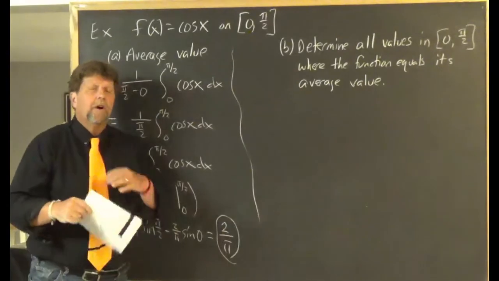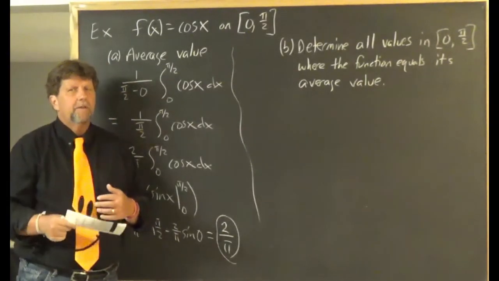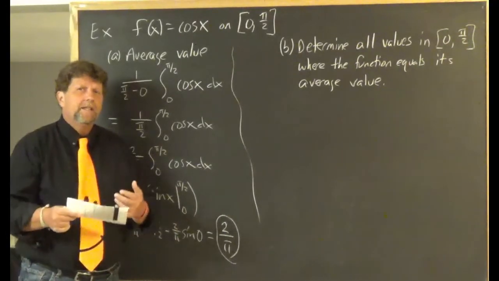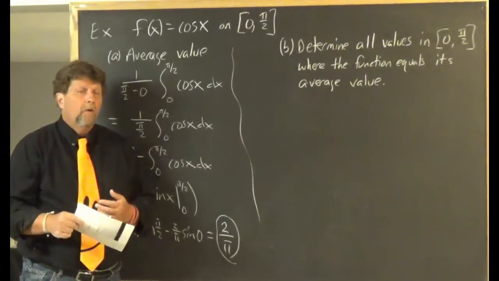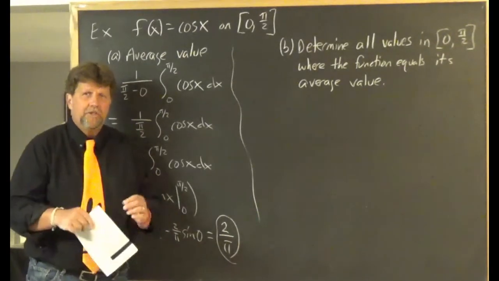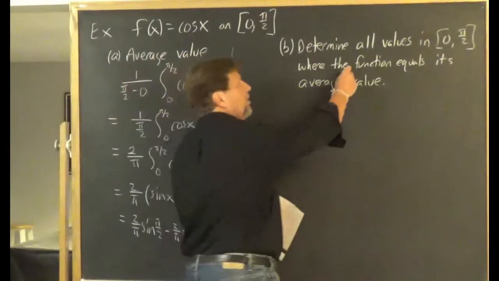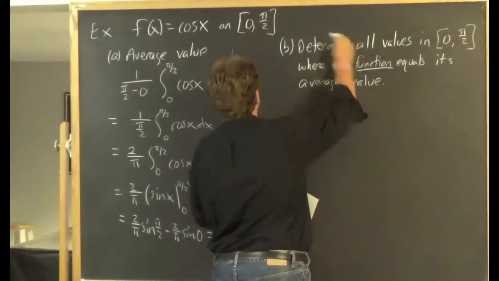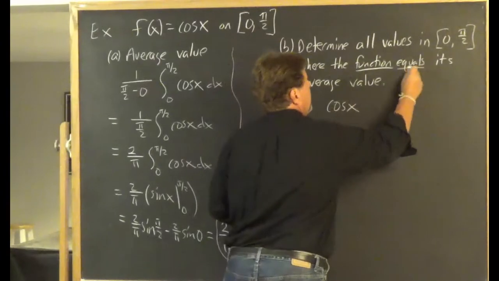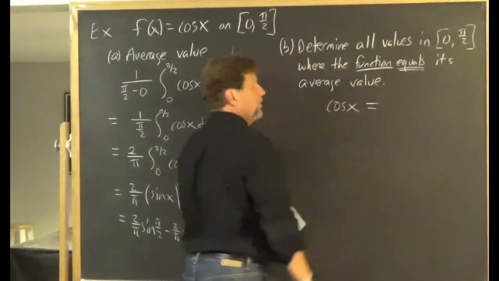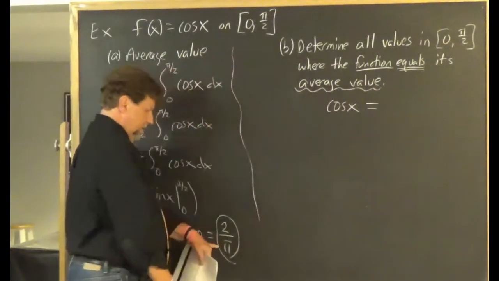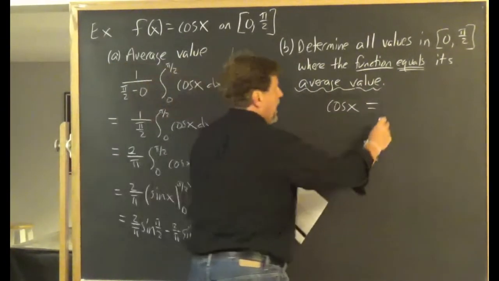Part B, determine all values of x in the interval 0 to pi over 2 where the function equals its average value. With just a direct translation of the English into math, the function is cosine x, equals, well, that's the equal sign, its average value. Its average value is 2 over pi.